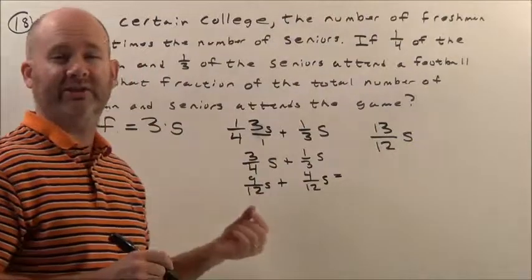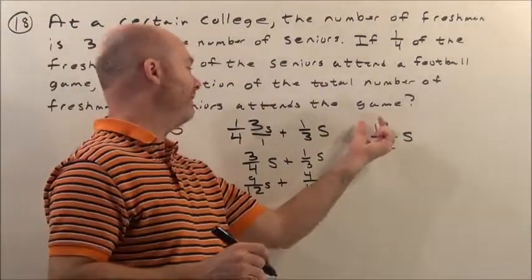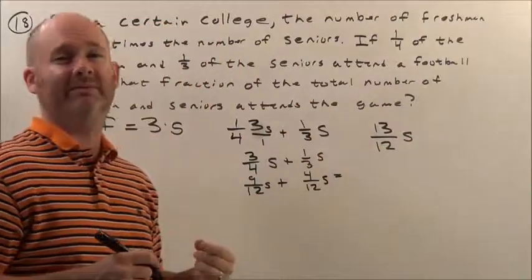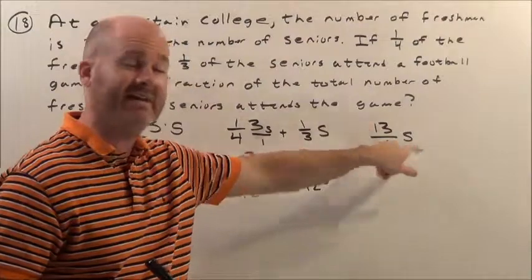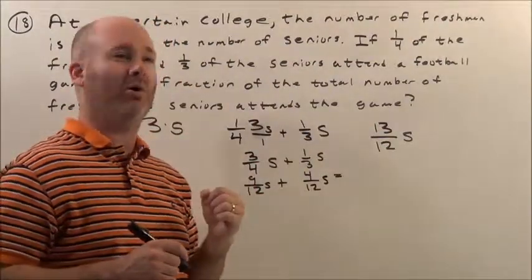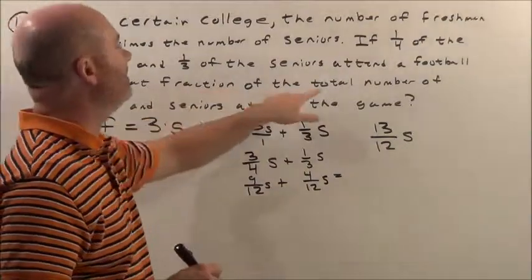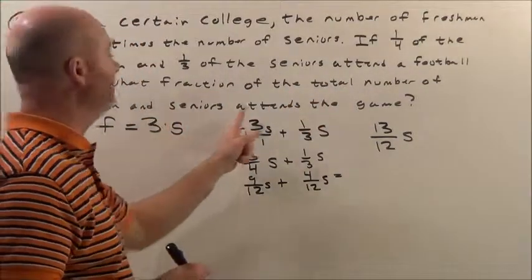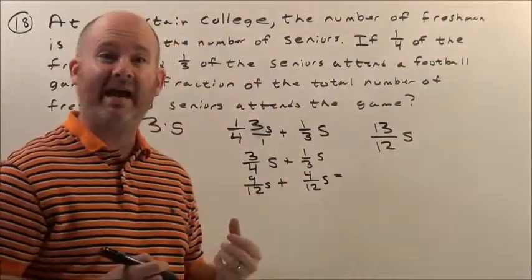That's literally the amount of people we have at the game. 13/12 of the total senior class. So if the seniors happen to be just 12 kids, we have 13/12 of 12, we'd have 13 people at that ball game. We now know an expression with just the S's of how many are at the ball game. But it wants to know what fraction of the total number of freshmen and seniors attends the game. So we have this amount out of how many are at the game.